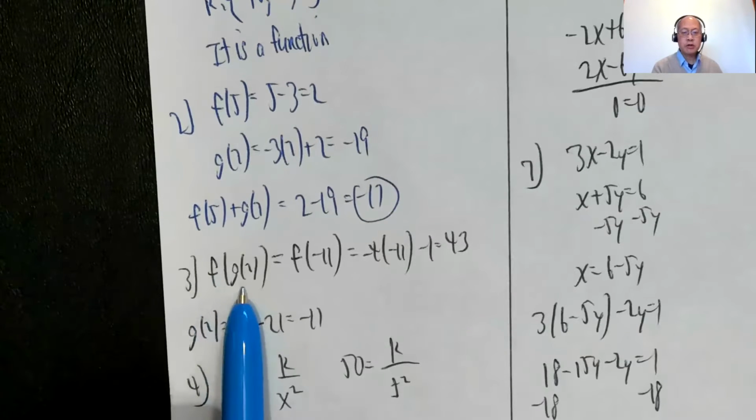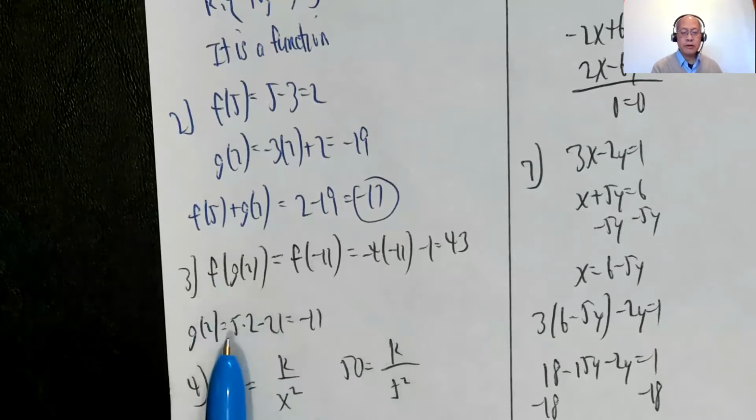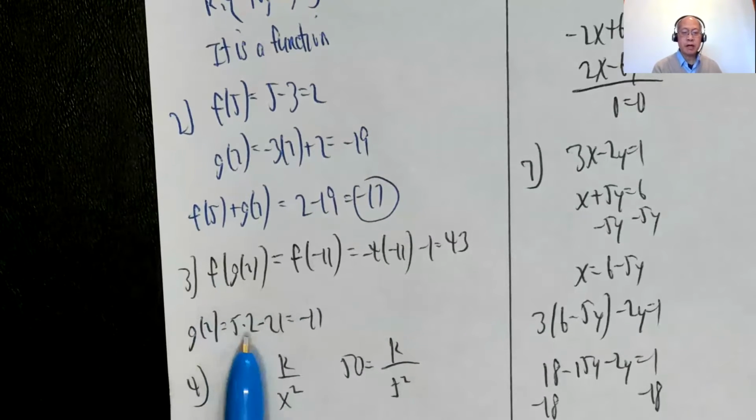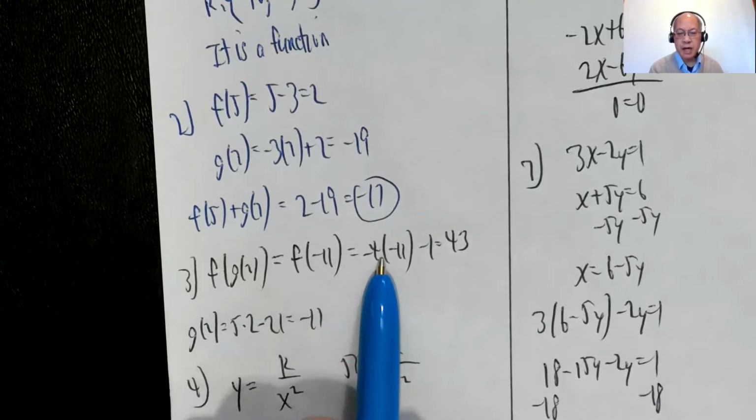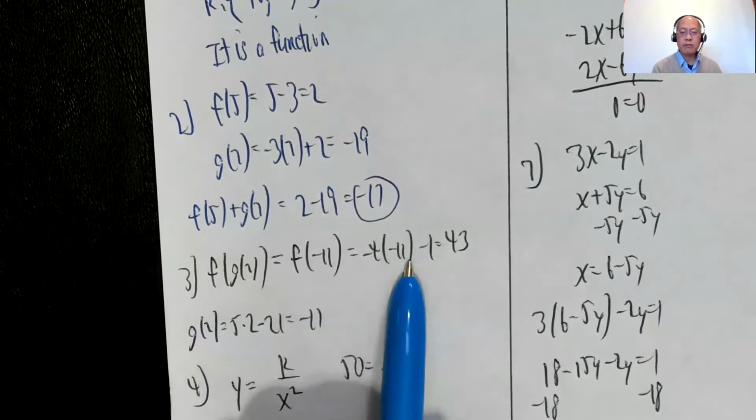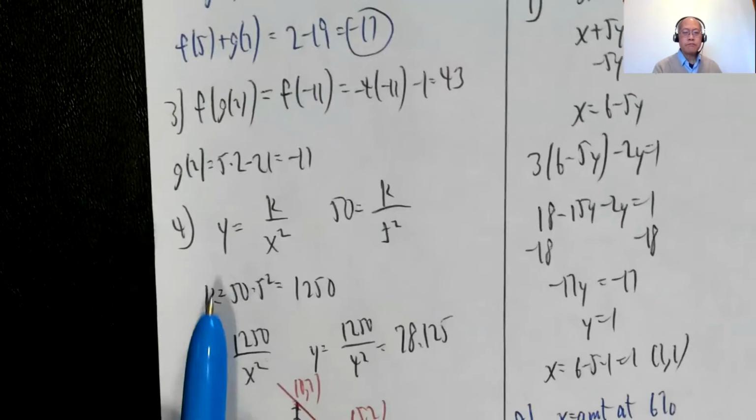Number 3, f of g of 2. G of 2 is 11. If you plug in 5 times 2 is 10, minus 21 is -11. F of -11 is -4 times -11 minus 1, 44 minus 1, 43.